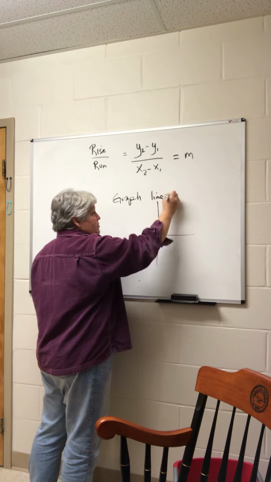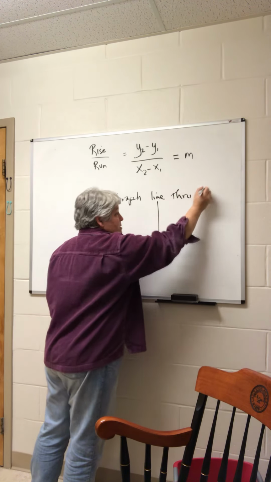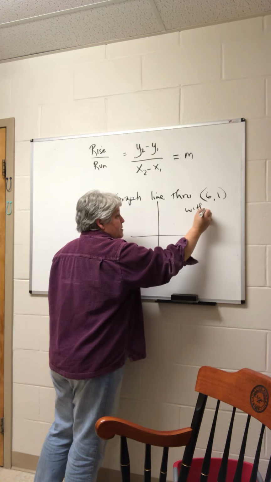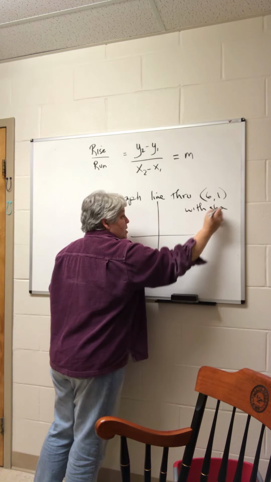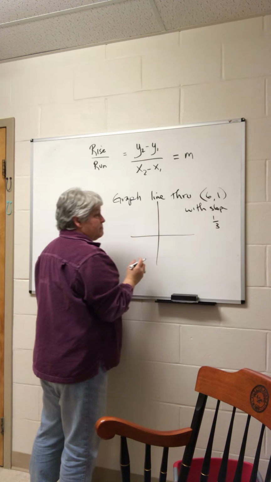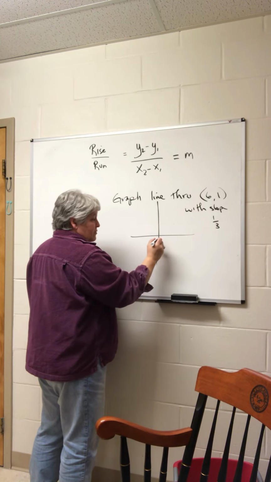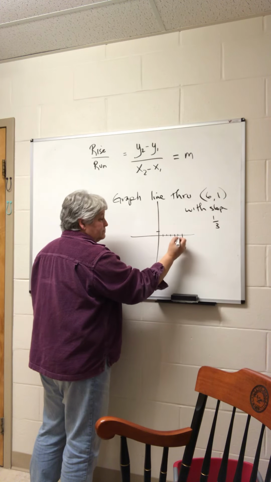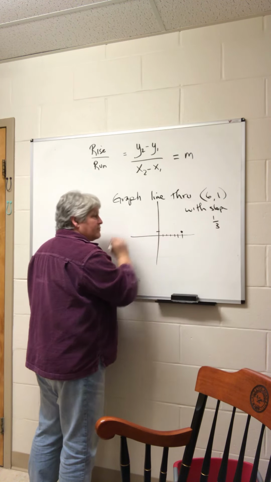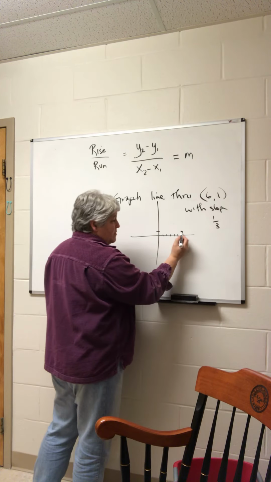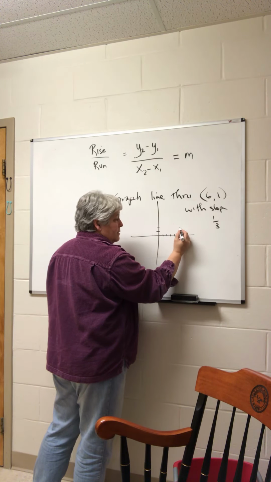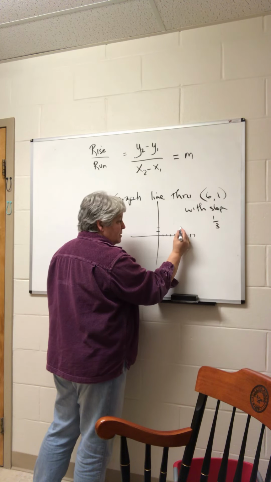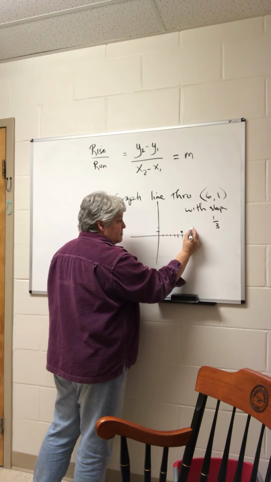a line through (6,1) with slope 1/3, I would first graph the point (6,1), and then from there I certainly can move up 1 and over 3 more. Measured from here, I rise 1 and I run 3.